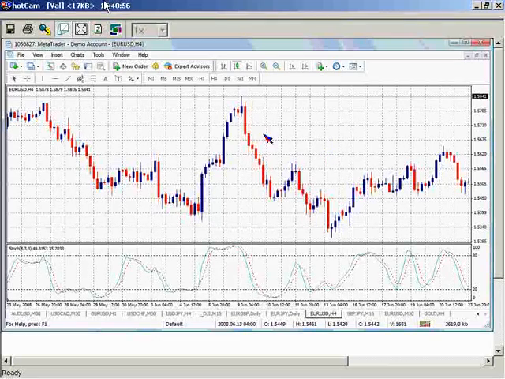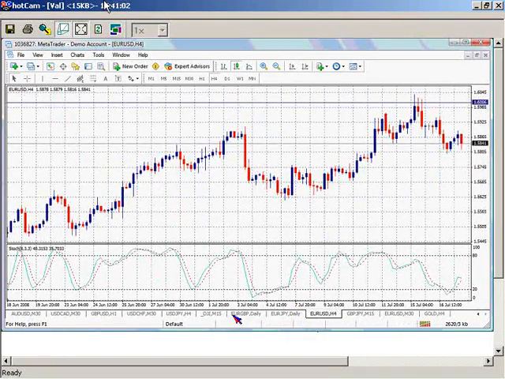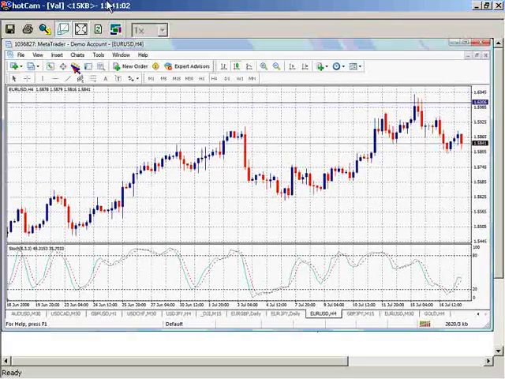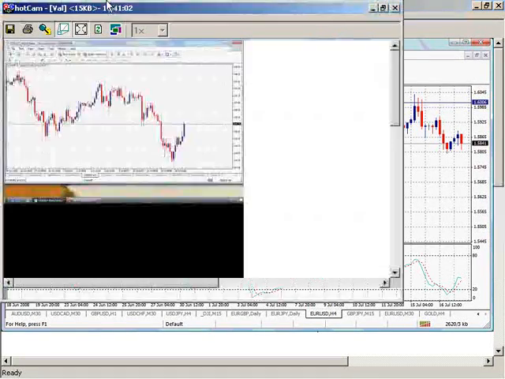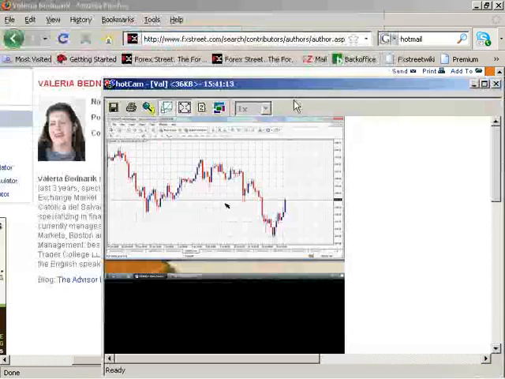Let's see if we find a clear example of that. I believe in Japanese yen we could see it clearly. Okay, let me remove the indicators. Another one, a stochastic oscillator, 8-3-3, okay.